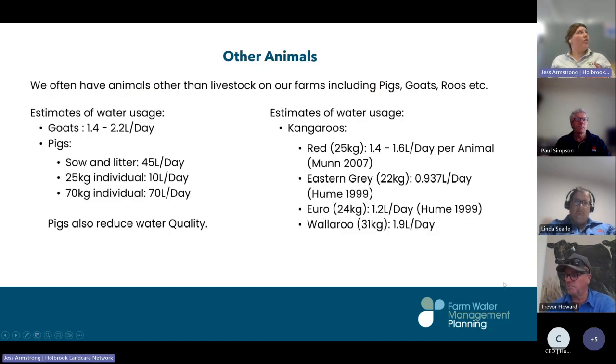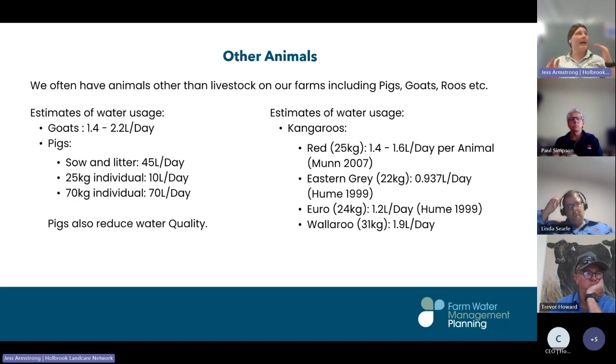We also need to consider other animals, and while I haven't included any other animals in the example scenario, it's good to keep in mind, and this is some of the information taken directly from Peter's presentation as well. We have the livestock that we intend to farm on our property, but we also have critters that come in and out that we don't necessarily gain any production from, like our pests, which could be goats, pigs, kangaroos, even deer here in Holbrook and around the area as well.